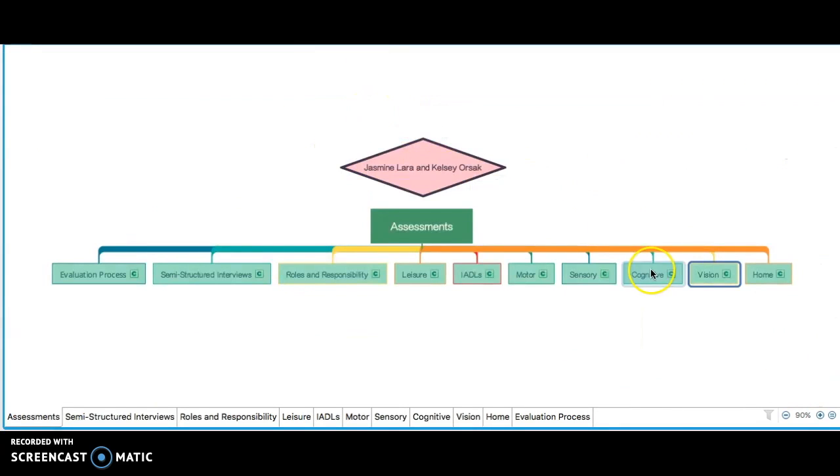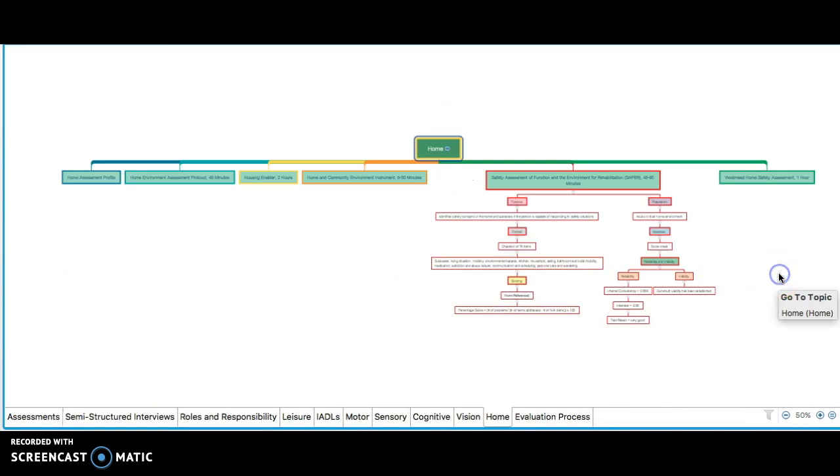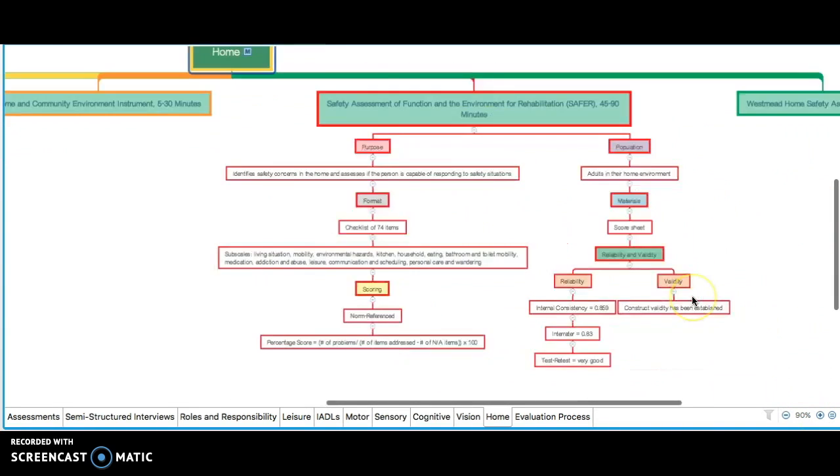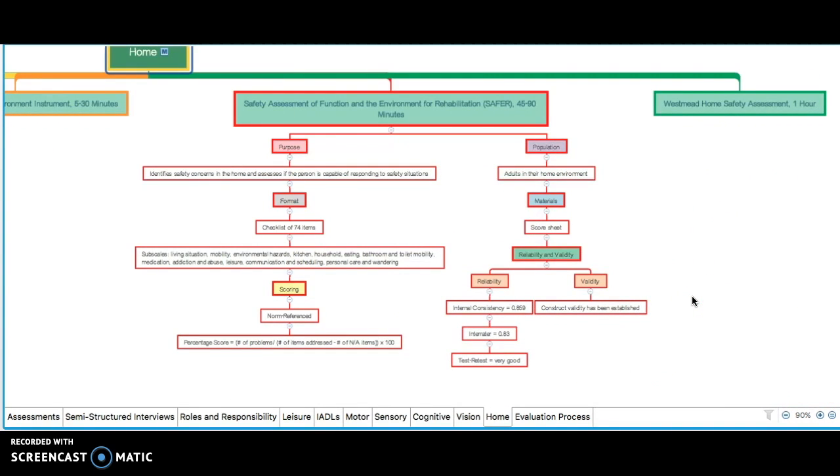And now we are going to take it home with the home assessments. For the home assessments, we just focused on the SAFER since that is what we discussed in class. We continue to follow the same format as the other concept maps. We thought it important to add the formula to calculate the actual score for the assessment. It is also important to note that the population for this assessment is not just for an adult, but an adult in their home environment.